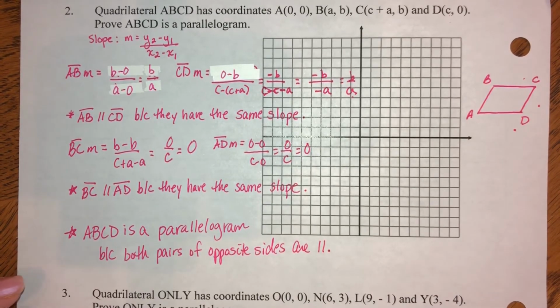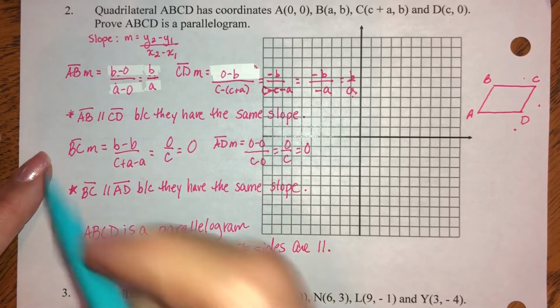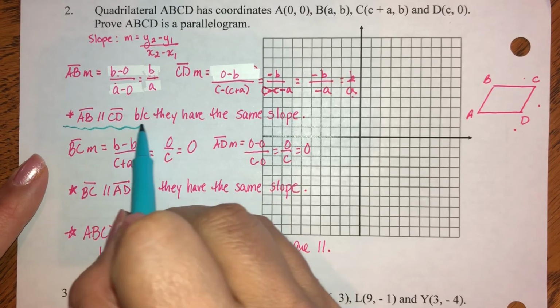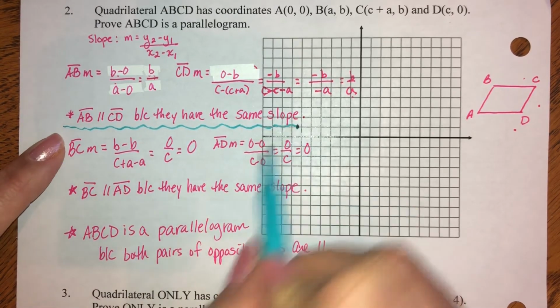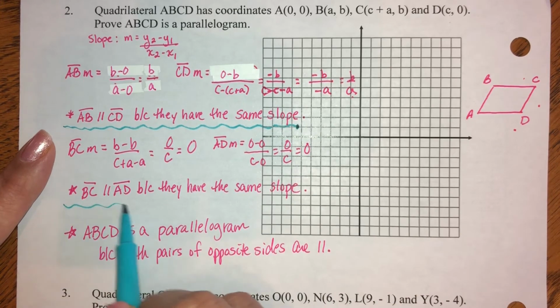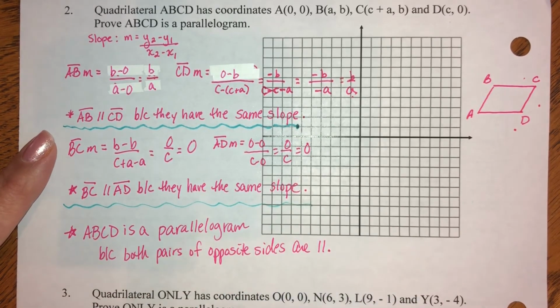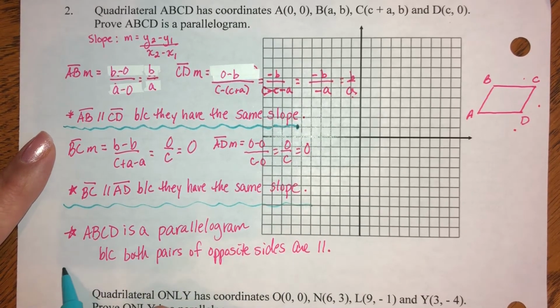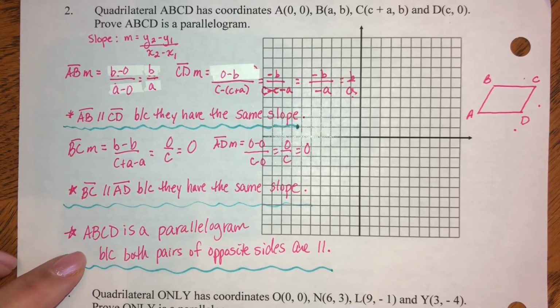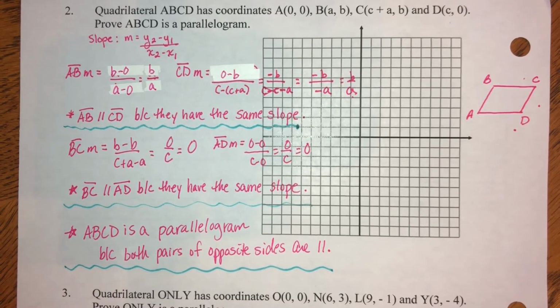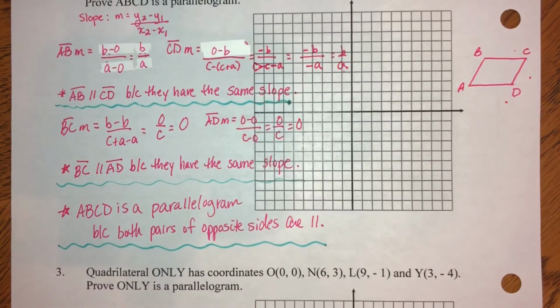So I'm going to point out what I did back in the first problem. You need to have these sentences. You have to tell me about the first pair of opposite sides having the same slope. You have to tell me about the second pair of opposite sides having the same slope. And then you need to conclude by telling me it is a parallelogram because you showed this other stuff. So that is a nice fully developed proof. And then we're going to go and take a look at number 3.